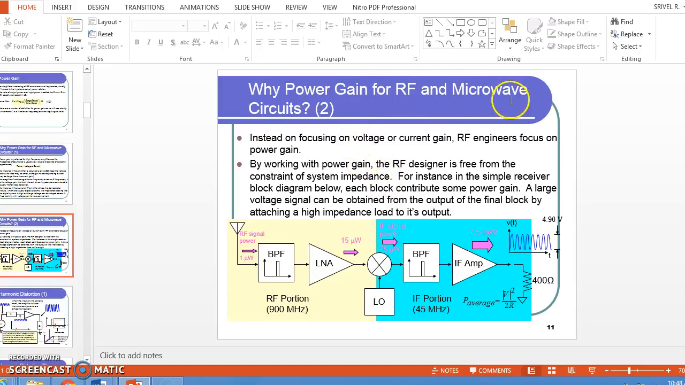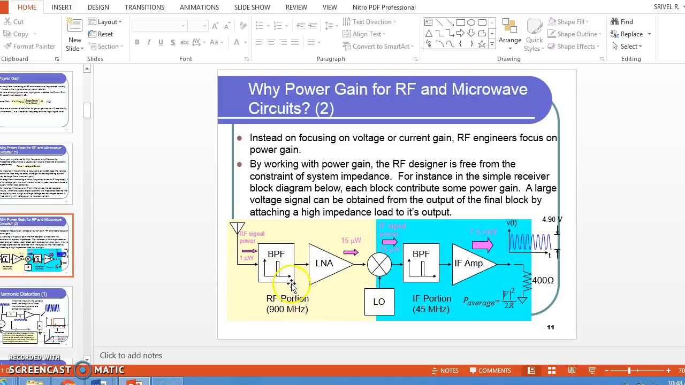So why power gain for RF and microwave circuits? By working with the power gain, the RF designer is free from the constraint of system impedance. For instance, in a simple receiver, the block diagram is given below. Each block contributes some power gain. A large voltage gain can be obtained from the output of the final block by attaching a high impedance load to the output. First we have the RF signal part.